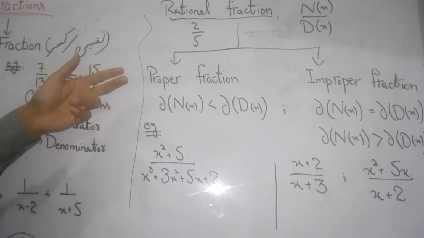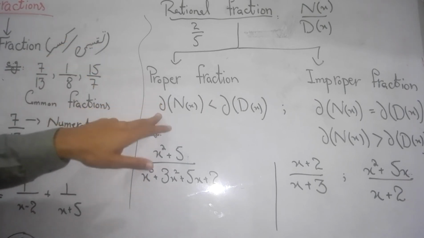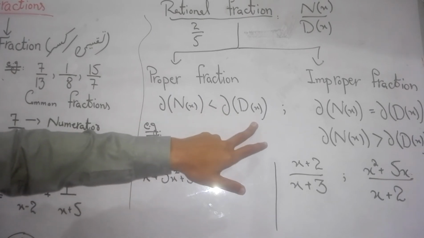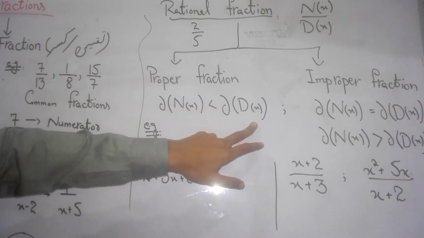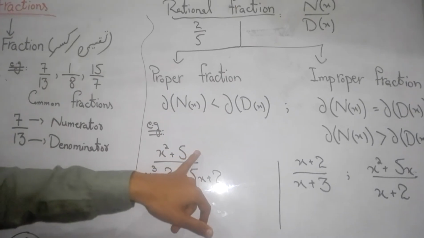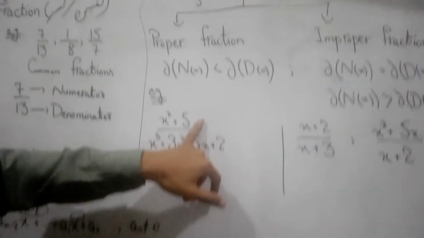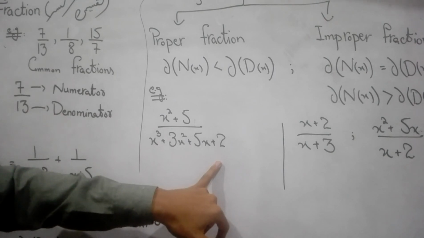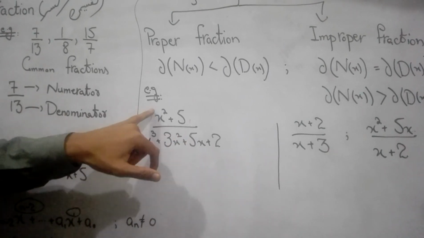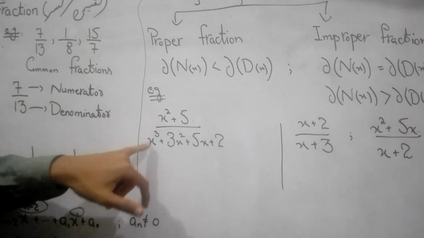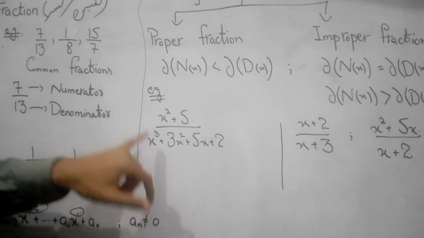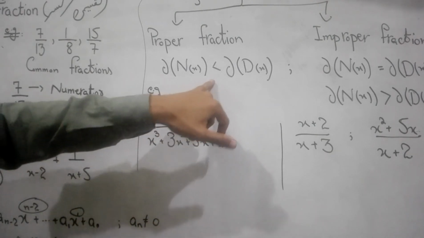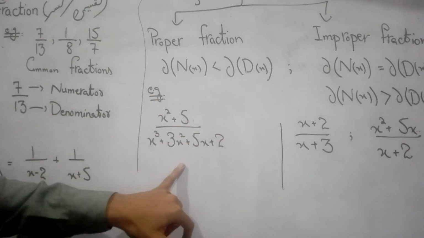What is meant by a proper fraction? In a proper fraction, the degree of the numerator must be less than the degree of the denominator. Let me give you an example: x square plus 5 is our numerator, while x cube plus 3x square plus 5x plus 2 is our denominator. You can observe that 2 is the degree of the numerator, while 3 is the degree of the denominator. So the degree of the numerator is less than the degree of the denominator. This fulfills the criteria of a proper fraction.